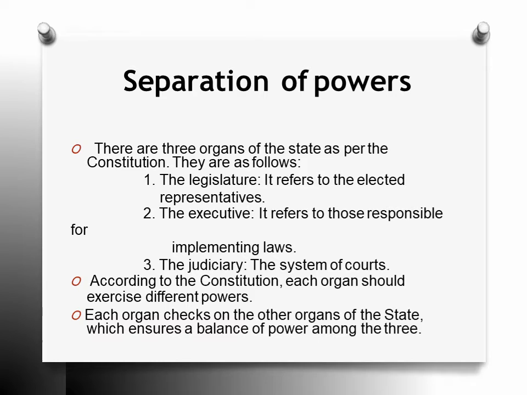So, in order to prevent the misuse of power by any one branch of the government, the constitution says that each of these organs should exercise different powers. Through this, each organ acts as a check on the other organ of the government, and this ensures the balance of power.